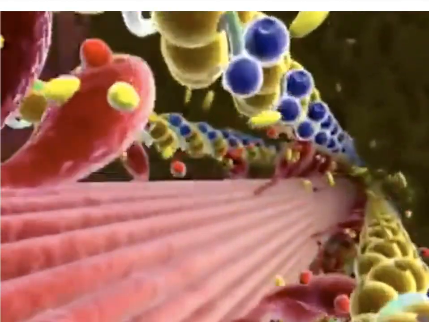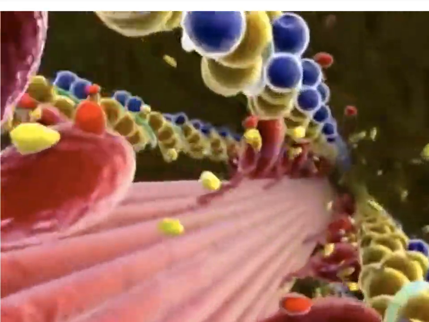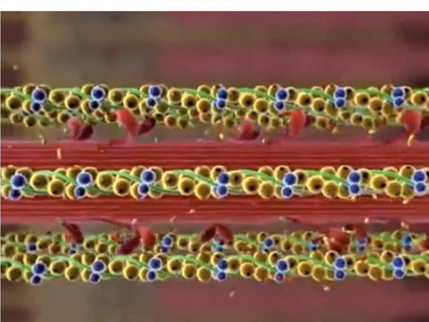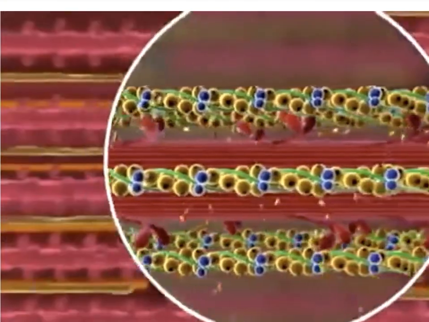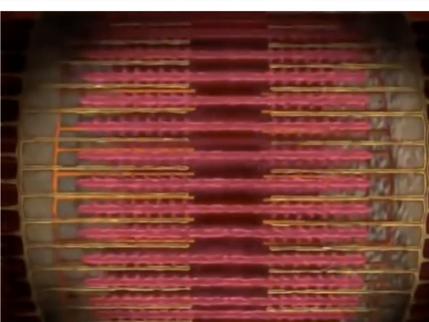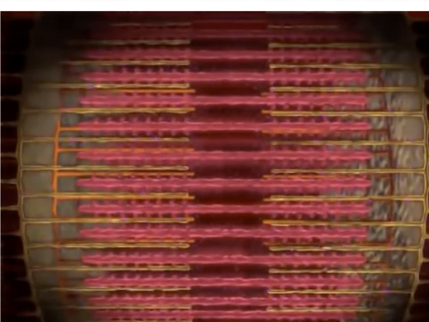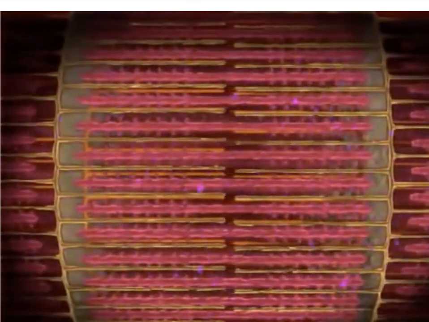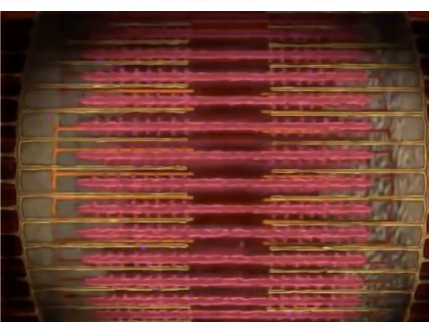As long as the binding sites on actin remain exposed, the cross-bridge cycle will repeat. And as the cycle repeats, the thin myofilaments are pulled toward each other and the sarcomere shortens. This shortening causes the whole muscle to contract. Cross-bridge cycling ends when calcium ions are actively transported back into the sarcoplasmic reticulum.